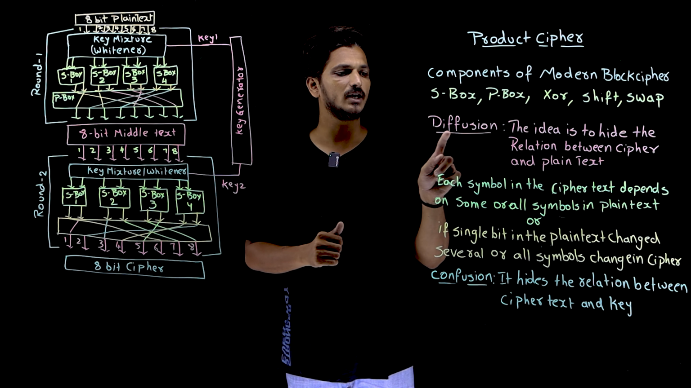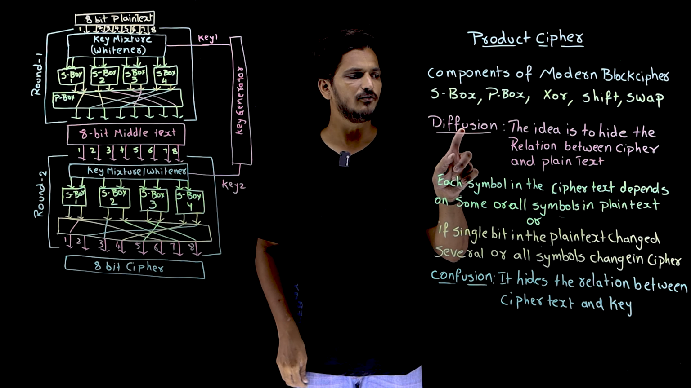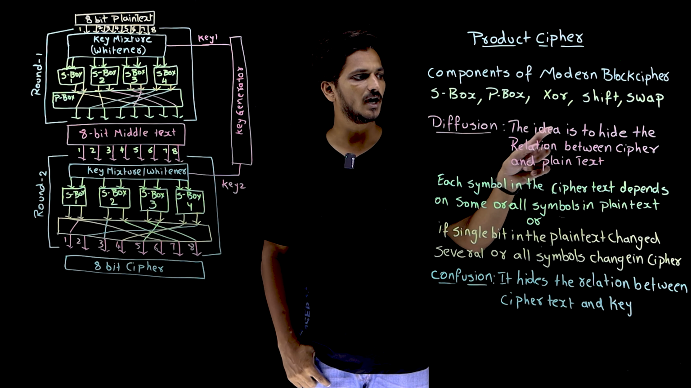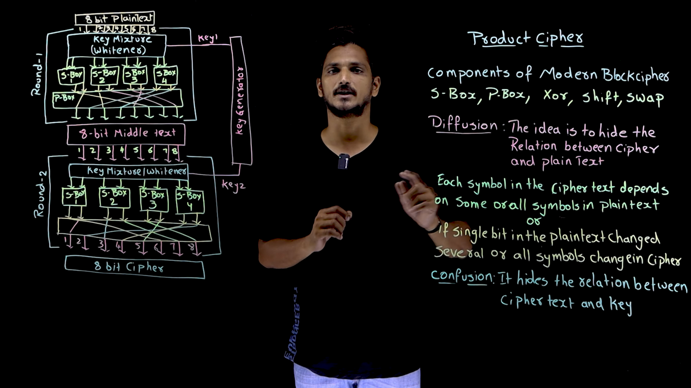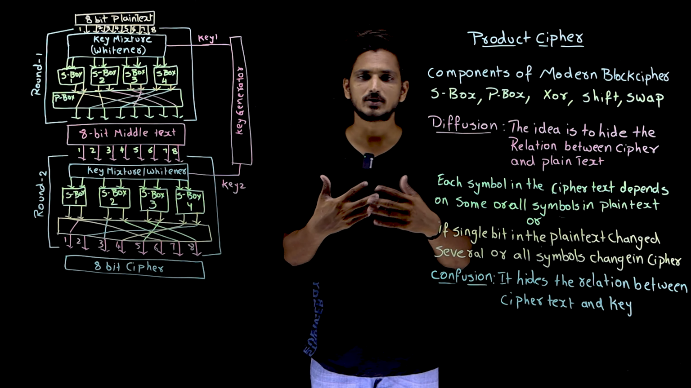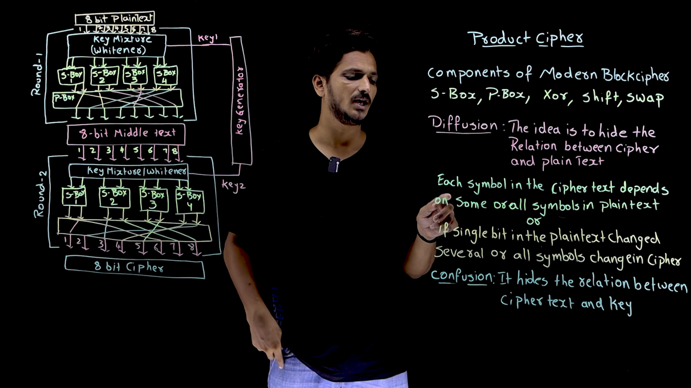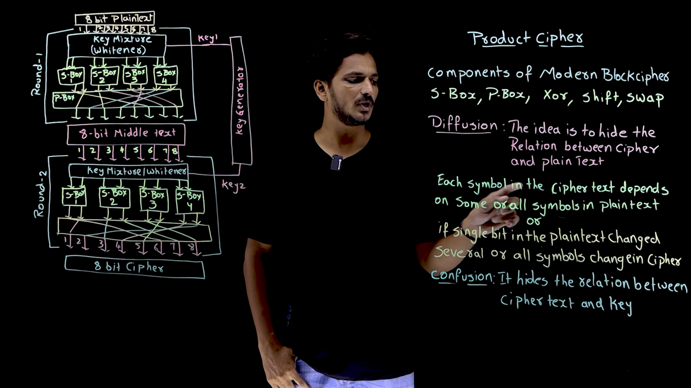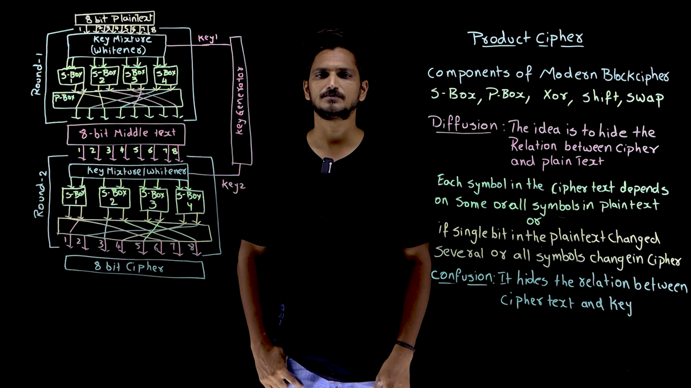What it is providing is diffusion and confusion. Diffusion is the idea to hide the relationship between the cipher text and the plain text. What does that mean? Hiding the relation between the cipher text and the plain text means each symbol in the cipher text depends on some or all symbols in the plain text.